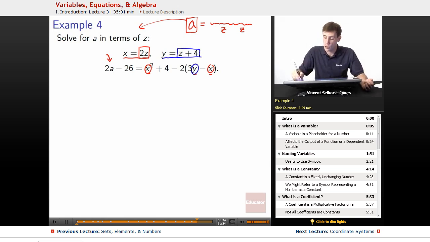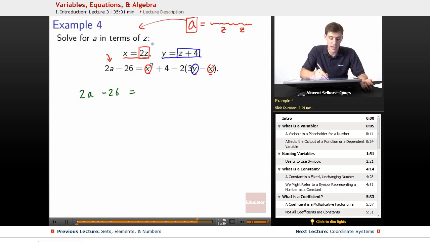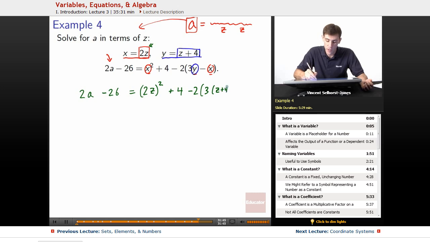So let's do substitution. We've got the left side will still be the same, 2a minus 26 equals. What slots in for x? 2z slots in. So 2z in quantity, in parentheses, squared, plus 4 minus 2 times quantity, 3. What goes inside of y? Quantity z plus 4, close quantity, minus what goes inside of x? Quantity 2z, close up that.